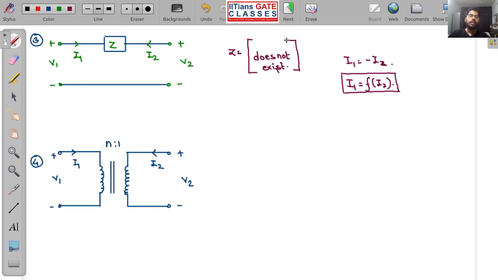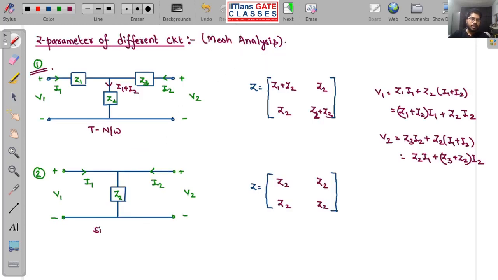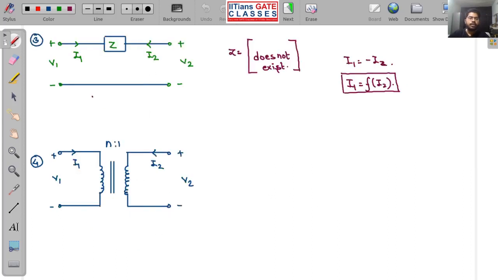Okay, remember, the Z parameter for this circuit, for a single series element, does not exist. So this figure is known as a single shunt element, and this figure is known as a single series element. Okay.